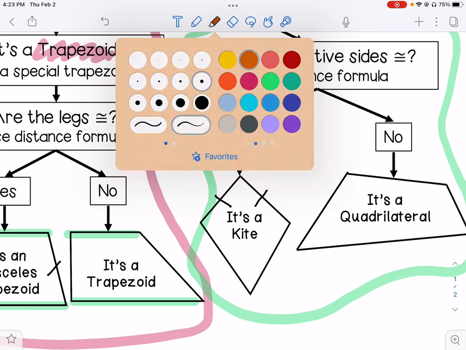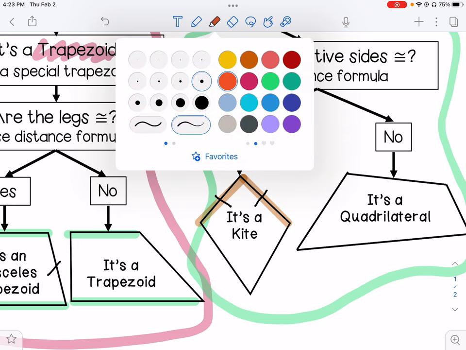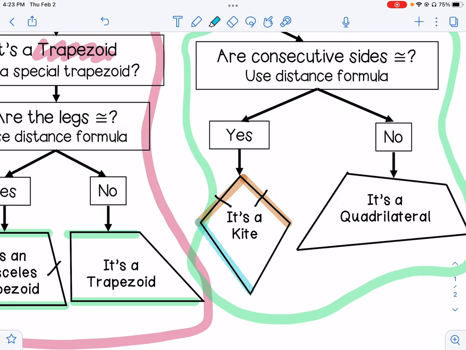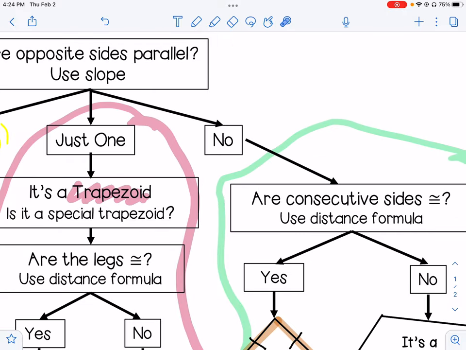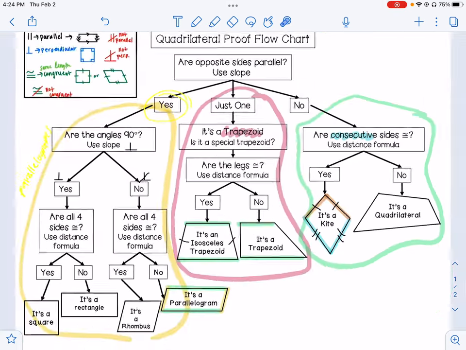So I'm going to highlight here. These two would be the same length. And then, let's use blue. These two would also be the same length. That's what's going to be considered a kite. So if you've determined that there are no parallel lines, and you want to come over here and find the lengths of all four. We call these either consecutive sides or adjacent sides because adjacent just means next to it. So this is what we would have here.